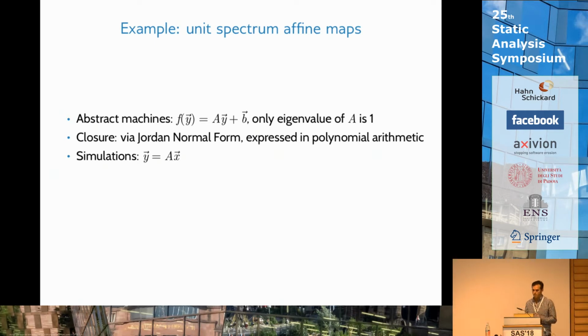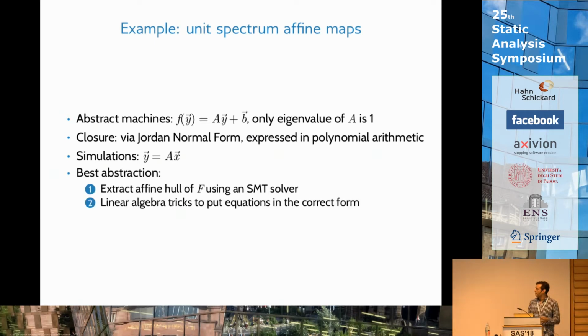I'm going to say linear transformations. And I can compute best abstractions using the following method. So first, I'll extract the affine hull of the formula using an SMT solver. I can just use point sampling. The affine hull is going to be just a characterization of all affine equations that are entailed by that formula. And then there's some linear algebra tricks that I can play to put those equations in the correct form. I'm not going to explain what those linear algebra tricks are, but this is the idea. It's really not so different from the delta trick that I used in the lossy sums picture.